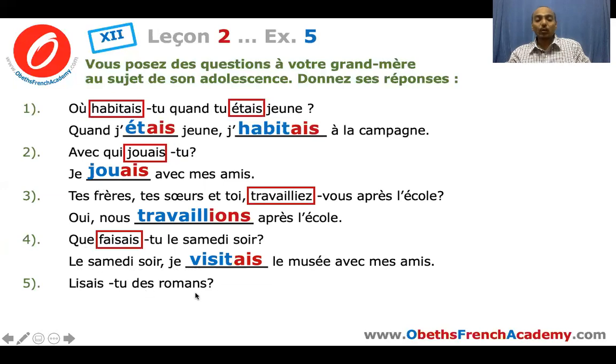The fifth question. Lisais-tu des romans? You used to read any novels? So the verb lire is in imparfait. And what will be the grandmother's reply? Oui, je lisais des romans. Yes, I used to read some novels. So you get the imparfait stem by going to the nous form of the present tense, remove ONS, and when the subject is je, what's your imparfait ending? It is AIS.